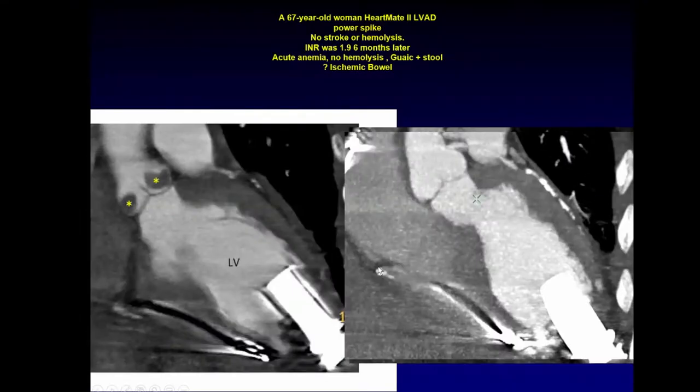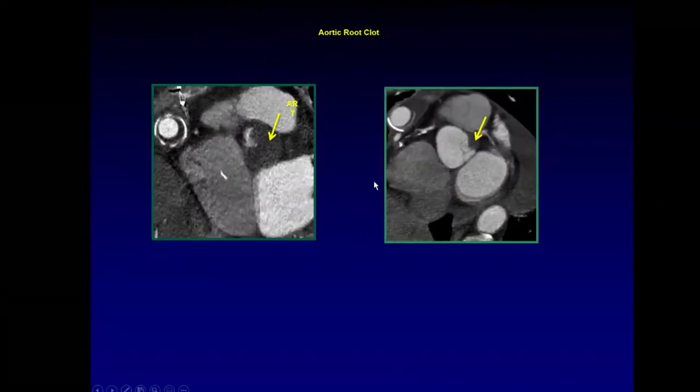The other major use of CT is to look at the source of emboli or stroke, like in this patient who has a stroke and a subtherapeutic INR, found to have clot in the coronary sinus. Sorry about that. And you can see that it could happen almost anywhere.